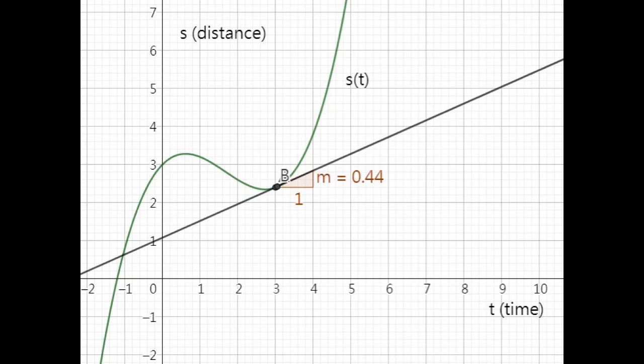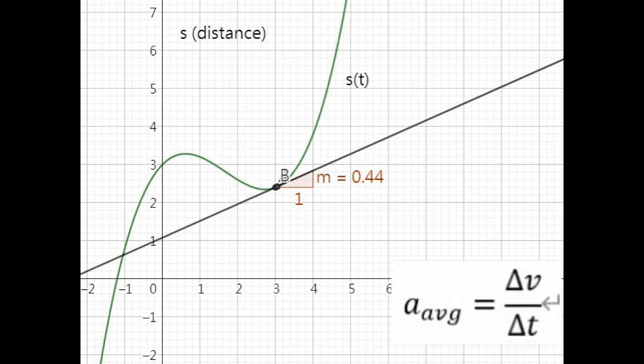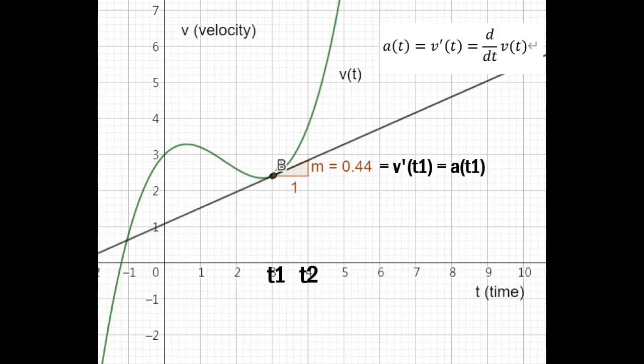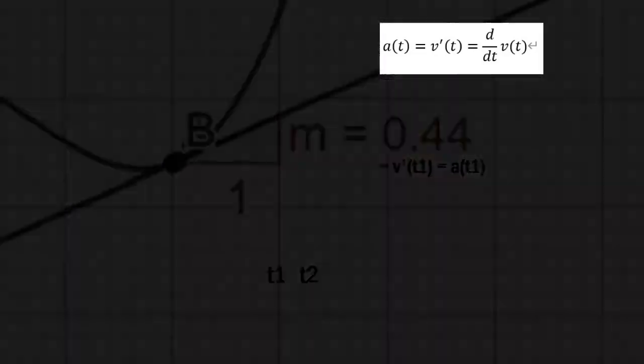In the same logic, acceleration is defined to be the change in velocity divided by the change in time. Changing the vertical axis to represent velocity with respect to time, we've shown that instantaneous acceleration can be solved by taking the derivative of the velocity function.